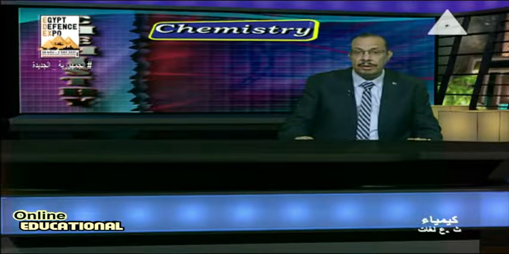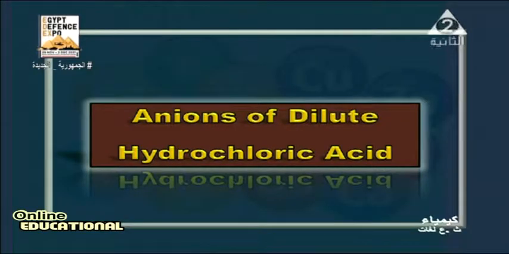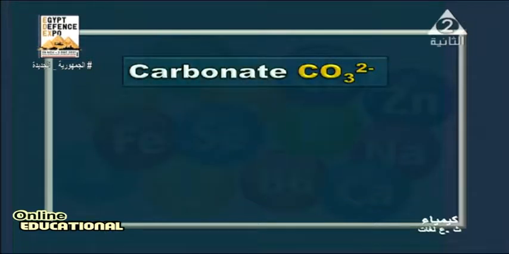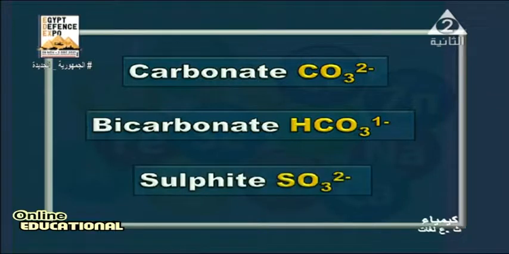So, we classify the anions into three groups. We are going to discuss each group with an acid which is more stable than the acids of the ions we are going to detect, to release their less stable acid in the form of gas that has a suitable test. So, look at the following illustration. The anions of dilute hydrochloric acid include the following anions: carbonate anion, bicarbonate anion, and sulfite anion.